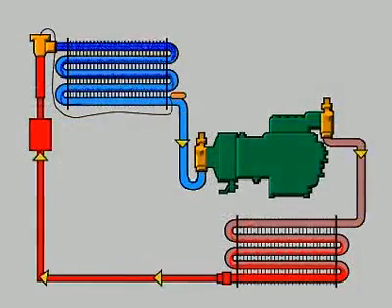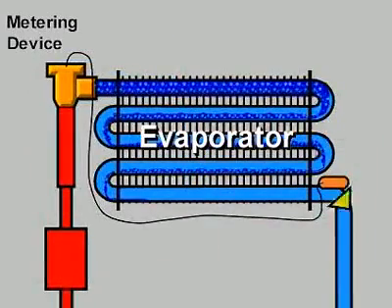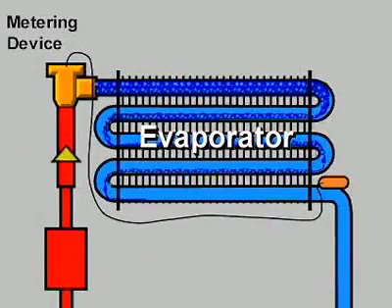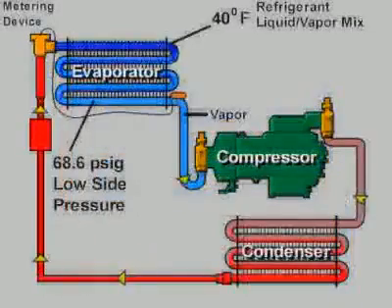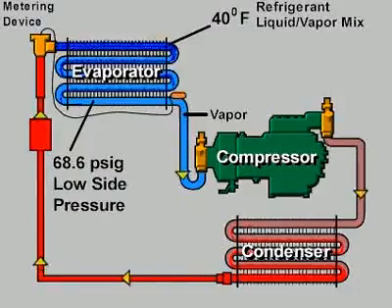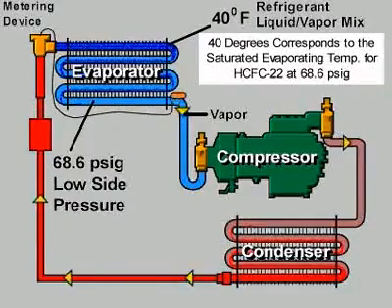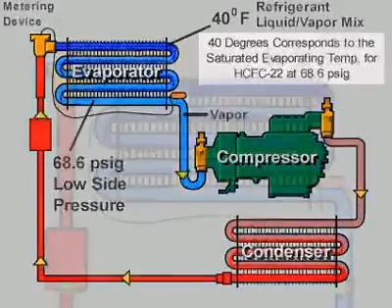In this example, we'll follow the refrigerant through an entire cycle, starting at the evaporator. The evaporator is a plate fin coil with copper tubes. The indoor air to be cooled flows between the aluminum fins and over the copper tubes, while the refrigerant flows through the copper tubes. Inside the evaporator tubes, the refrigerant pressure is held at 68.6 psig by the suction action of the compressor, which draws off the refrigerant vapor and maintains the evaporator or low side pressure. This pressure corresponds to a boiling point of 40 degrees for HCFC-22. This is called the saturated evaporating temperature.